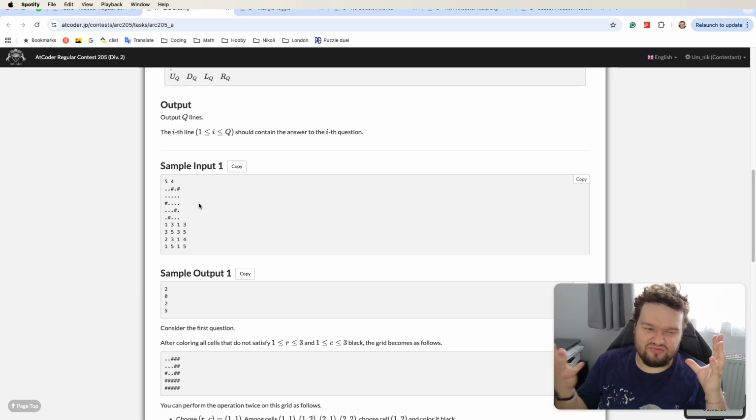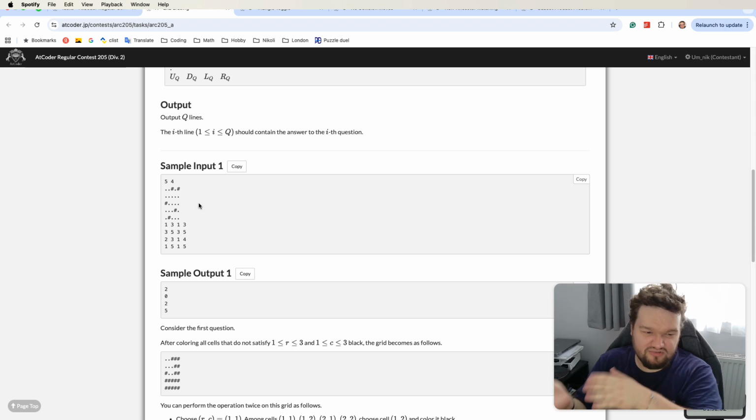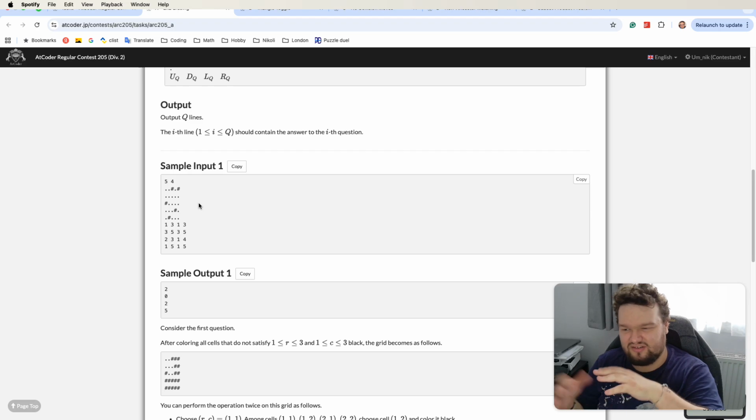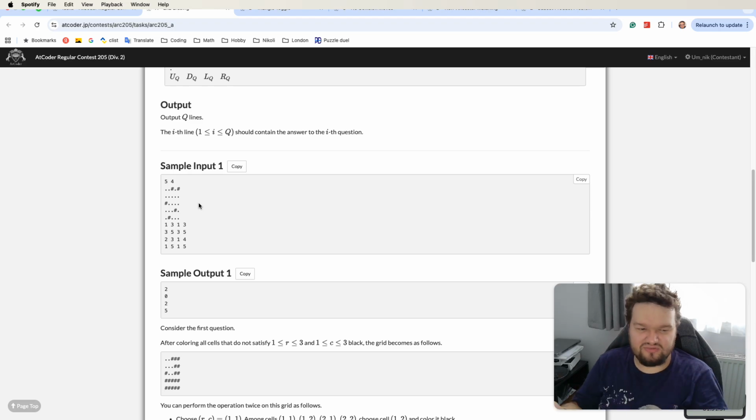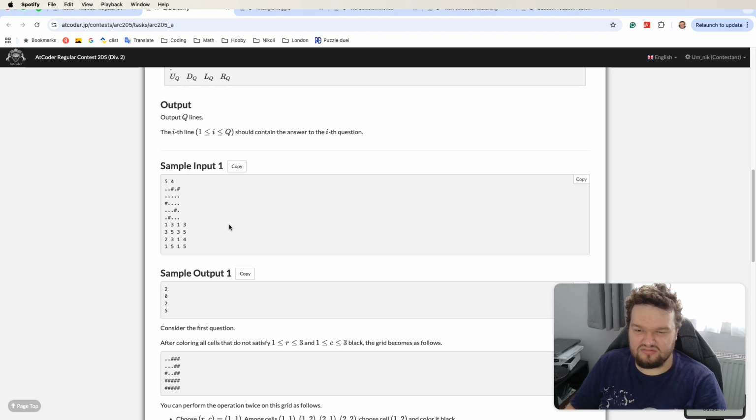It's basically just 2D prefix sums. I have 2x2 squares that are good and that are bad, and I need to count the number of good 2x2 squares that are inside my subrectangle. So that's just two-dimensional prefix sums. Yeah, okay, that sounds right.